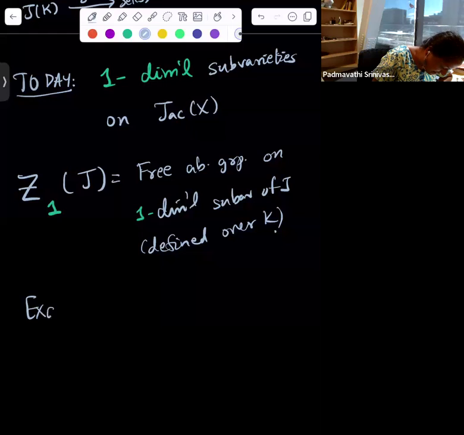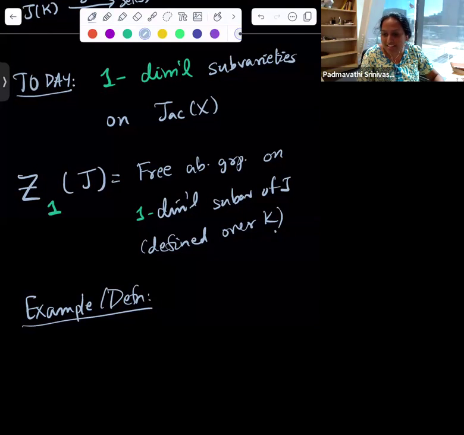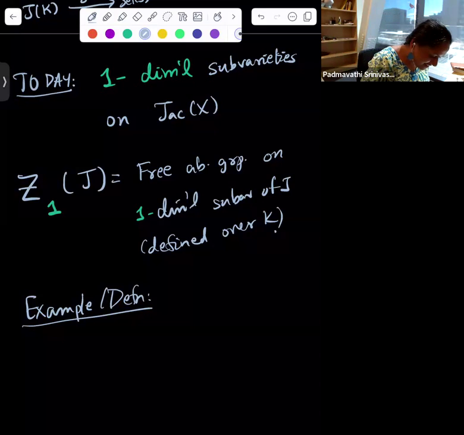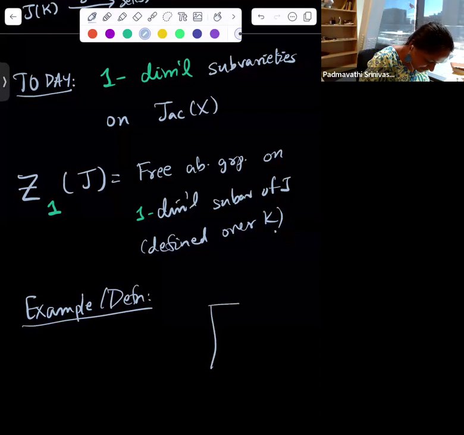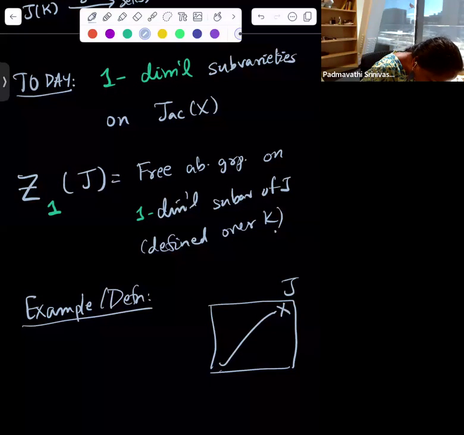Let me straight away give you an example of a very natural element inside this group. I claim that you already know a one-dimensional subvariety of the Jacobian. I'm waiting for someone to suggest something. Do you know any one-dimensional subvarieties inside J? Was it the image of the curve itself? Yeah, it's the image of the curve itself. Thank you, Rachel. You're very patient. You've heard me give this talk multiple times now. But yes, you have a copy of the curve, right?